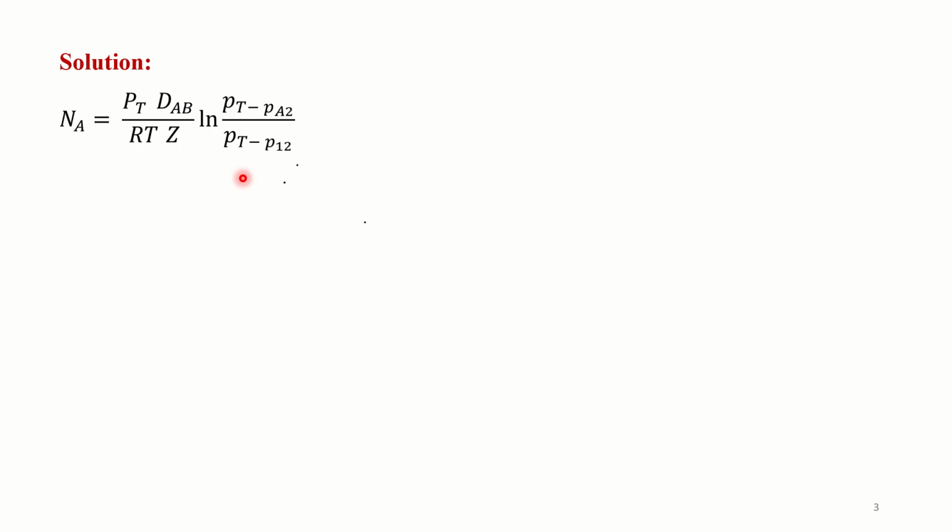So Pt, the total pressure, is given, and also it is given in atmosphere. So directly you can substitute the data. If it is not given in atmosphere, please try to convert it into atmosphere, then substitute.